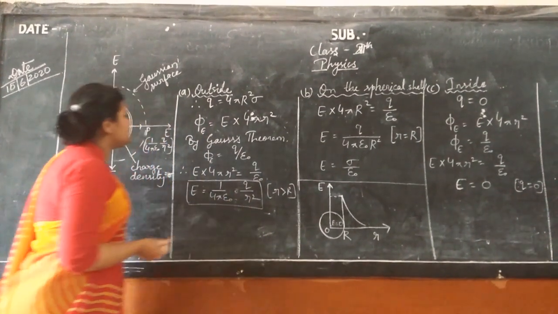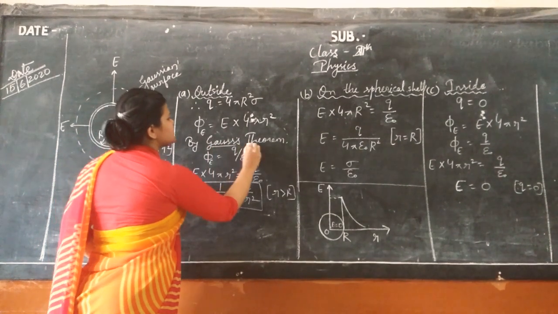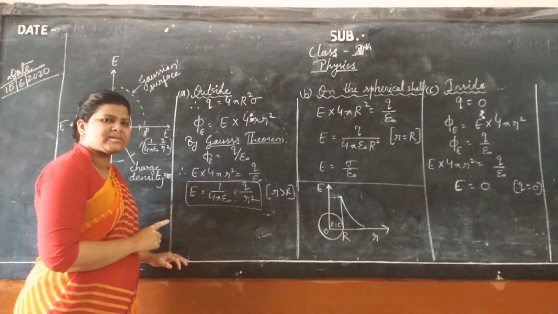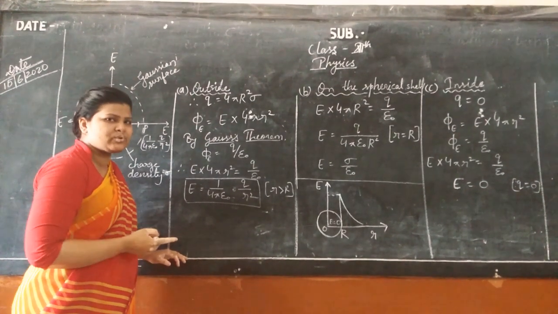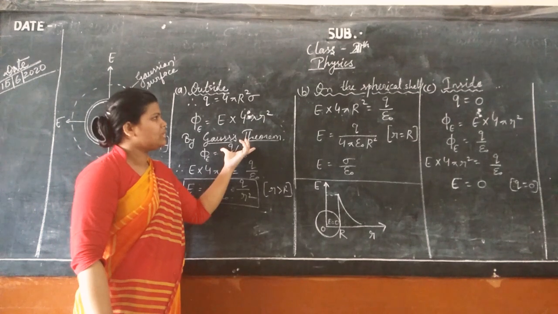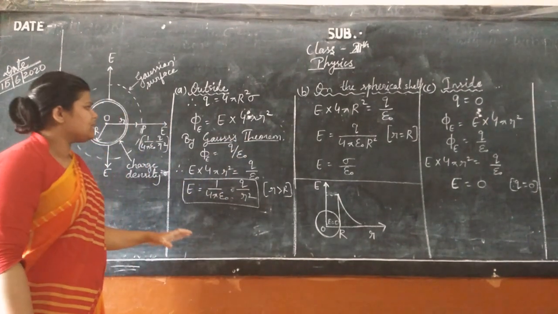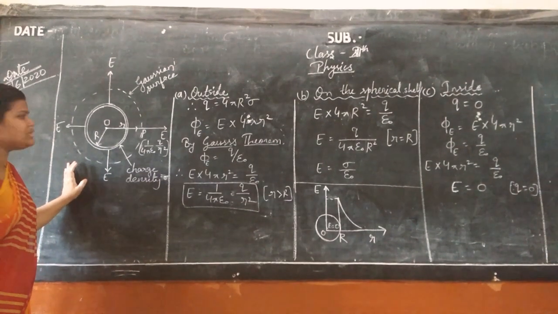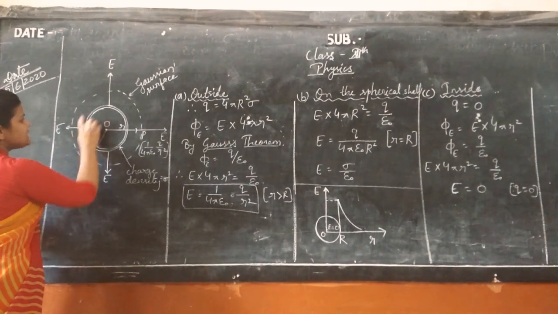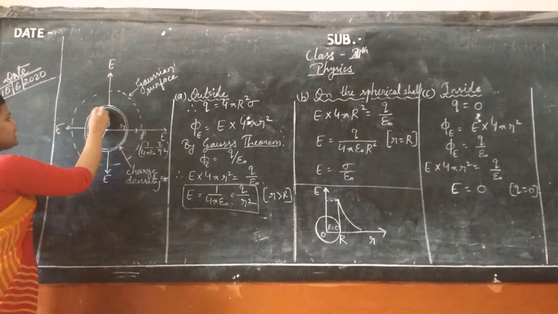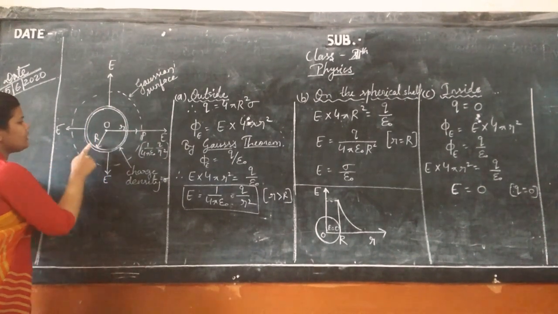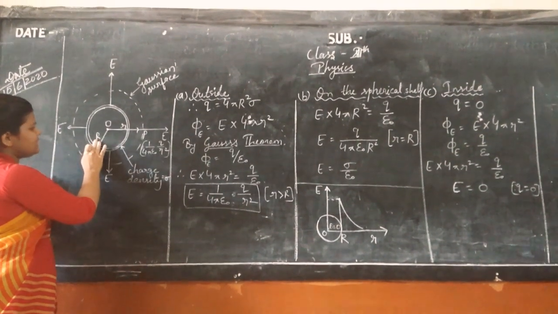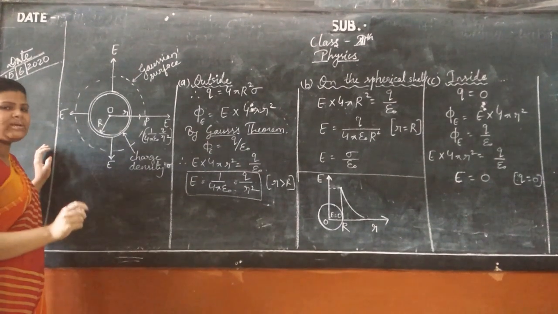One word you can see here, this is Gauss's theorem. We have already discussed Gauss's theorem in previous lecture, and this is very important, as I have already told you. You have to remember this one. In today's topic, we are going to find out the electric field due to a uniformly charged spherical shell. Here you can see this is one shell of radius capital R. Because of this shell, now we are going to find out the electric field.